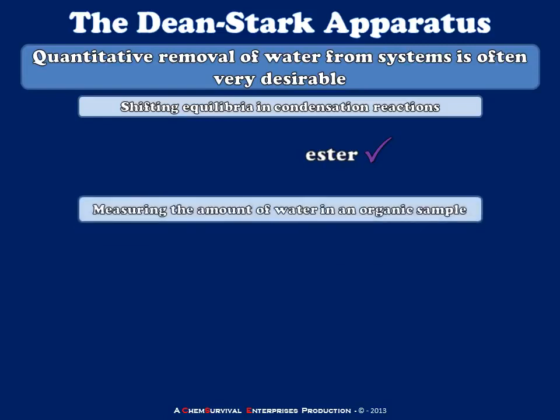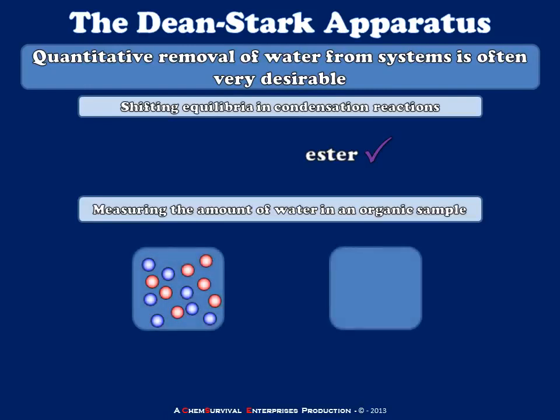Another example of when we might want to remove all the water from a sample would be in order to quantify the amount of water contained therein. So if we have a mixture of water and organic materials, and we have a technique which allows us to selectively transfer the water to another container, we can then measure the amount of water which was in the organic sample. These are just two examples of why we want to be able to isolate water from organics very quickly and efficiently. And one technique which is available for this is the Dean-Stark apparatus.